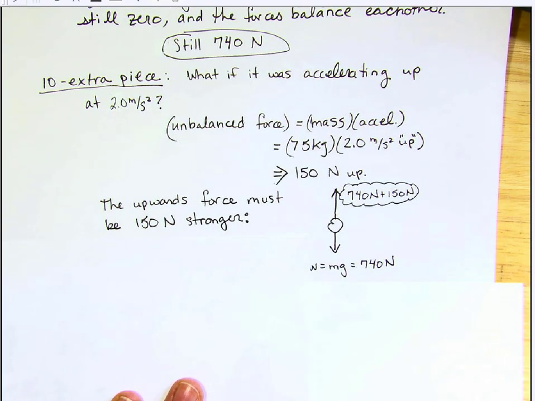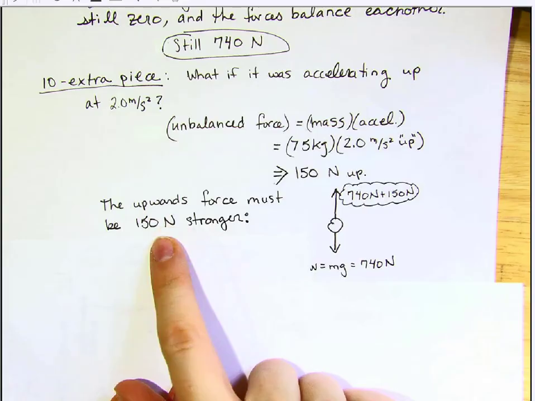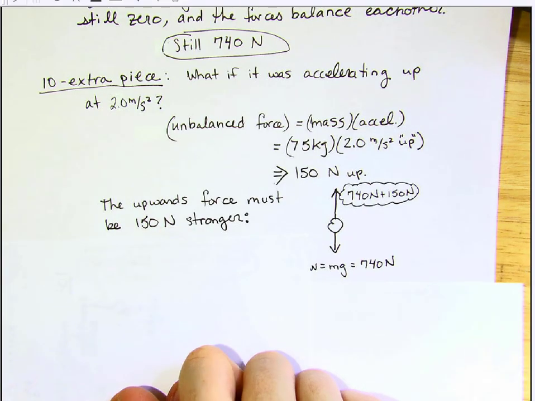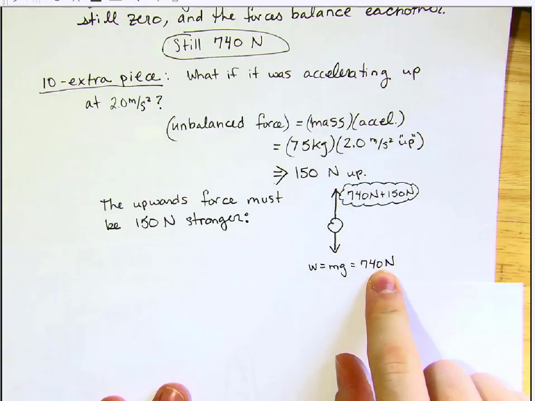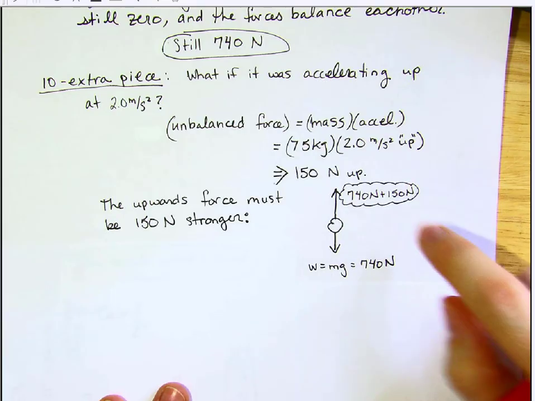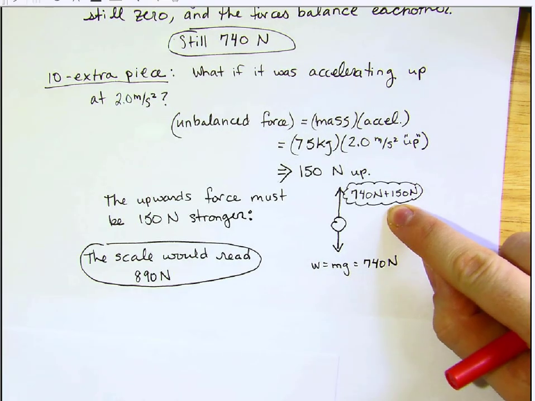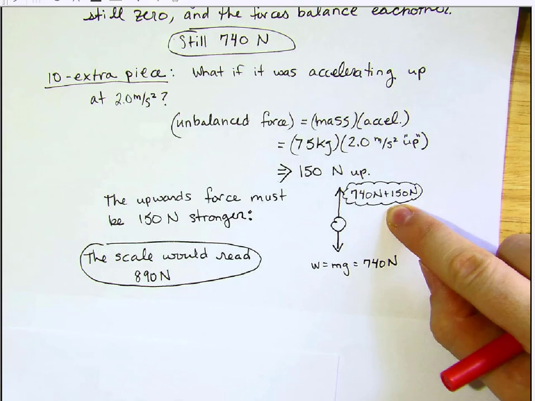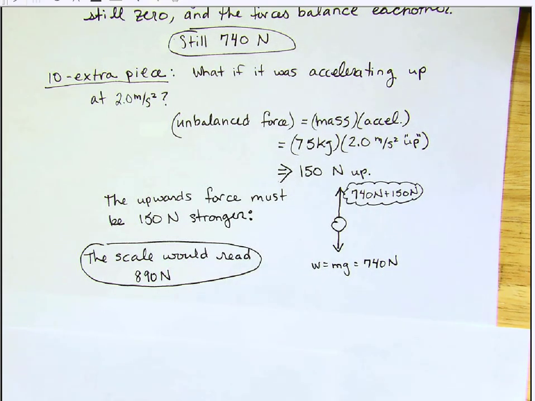So then we can say that the upwards force has to be 150 newtons stronger than the downwards force. We had already found that the downwards force was 740 newtons. So the supporting force from the scale has to be 150 newtons bigger than that. So then the scale would read 890 newtons. So if you ever push the button on the elevator to go up, and right when the elevator is starting to move upwards, don't you feel a little bit heavier? You feel kind of squished into the floor a little bit more? It's because you're accelerating upwards. The floor of the elevator has to push into you harder in order to get you to accelerate upwards.